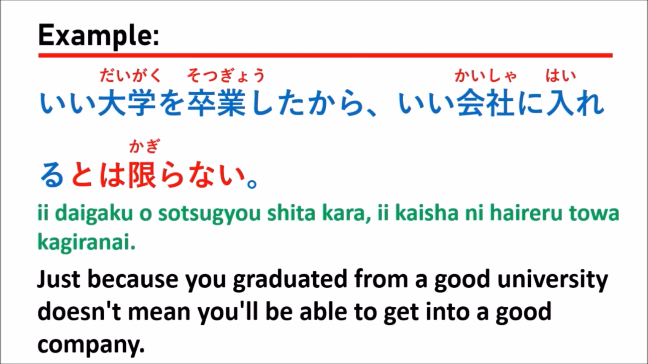And the meaning of this sentence is that even if you graduate from a good university or a famous university, it doesn't mean that you can get a job at a great company like Google, Facebook, or General Electric, right? So even if you graduate from a famous university, it doesn't mean that everybody can get a job at a great company, a big company, a famous company. So in Japanese, in a case like this you can say haireru to wa kagiranai.